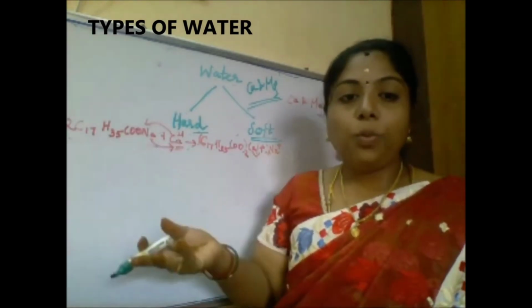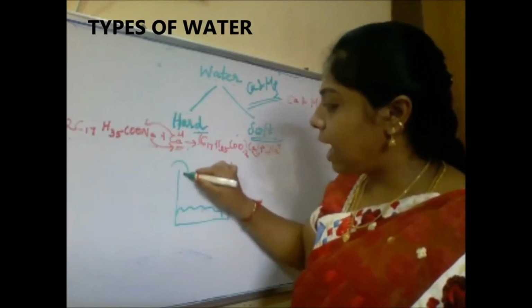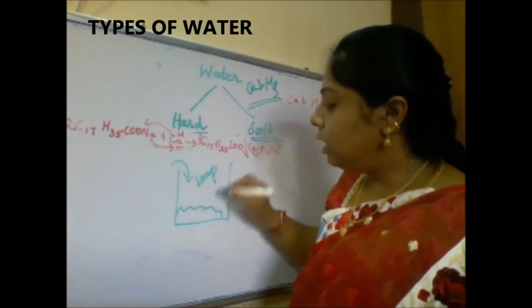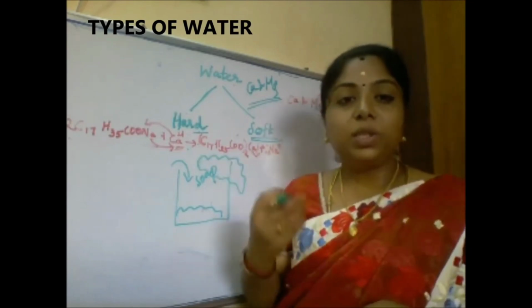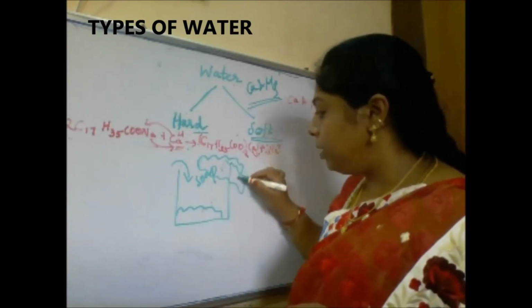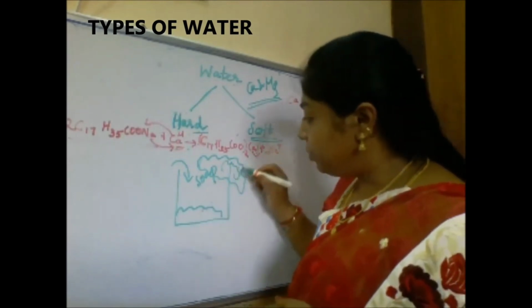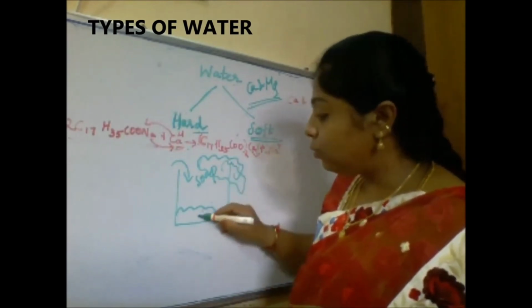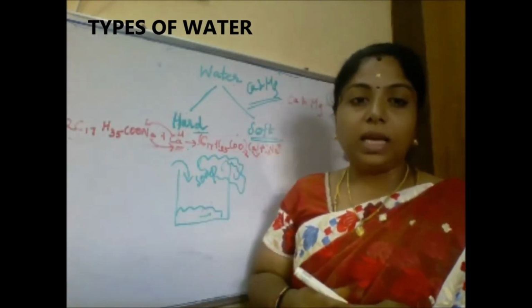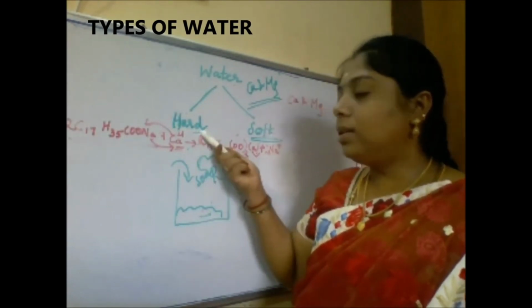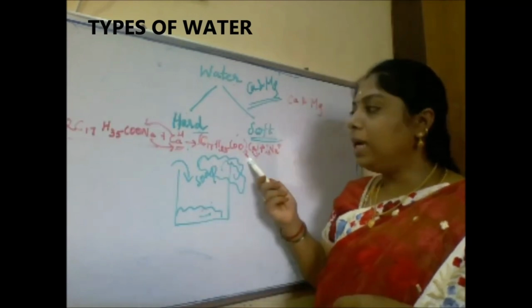When we take water and add soap to it, if it produces lather, lather means foam like bubbles, it is known as soft water. If it does not produce lather, but produces a white precipitate, that water is known as hard water. So hard water does not produce lather, but it produces a white precipitate.